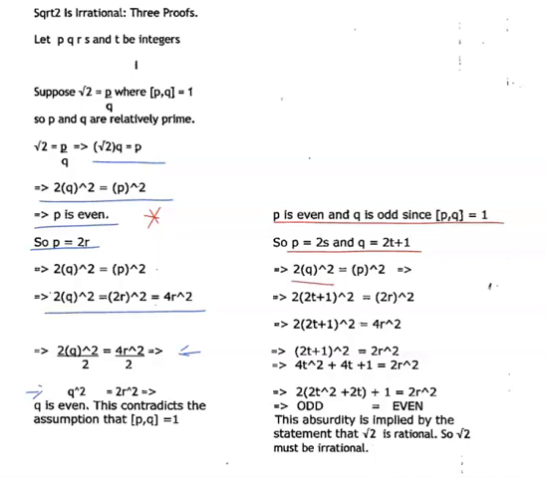So if we say that 2q squared equals p squared, that means that 2 lots of (2t plus 1) all squared equals (2r) all squared. So that 2 lots of (2t plus 1) all squared equals 4r squared. And if we divide both sides by 2, we find that 4t squared plus 4t plus 1 equals 2r squared. And then by factoring out the 2 there, we can show that this implies that an odd integer is equal to an even one, which is absurd, and it's implied by the statement that root 2 is rational, so root 2 must be irrational.